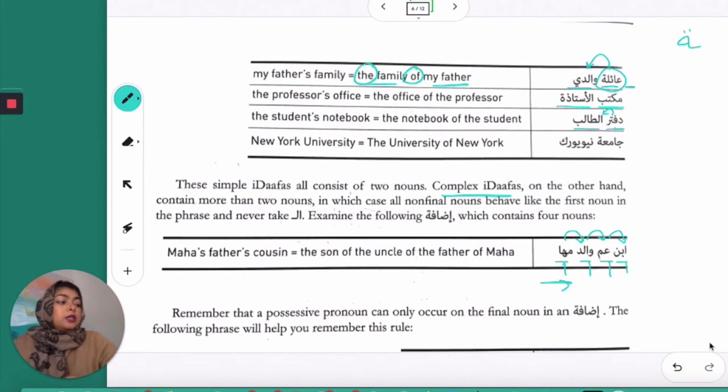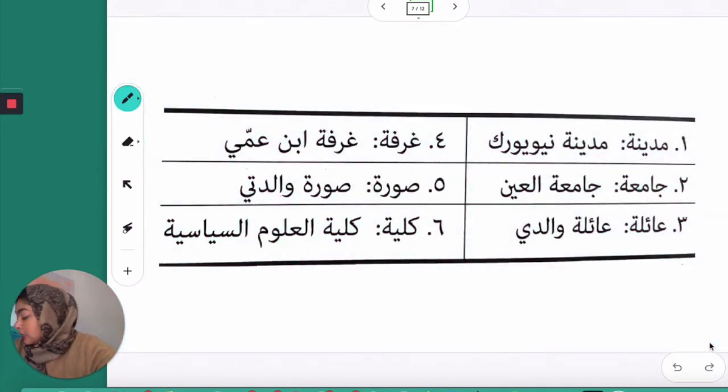Okay? So that is an example of a complex إضافة, where you have multiple words. And notice all of these words, ibn, am, walid, are all nakira. Maha is the only word that's ma'rifa because it's a name. Okay, you're going to take a pause and you're going to read through these examples on the bottom of page 53.